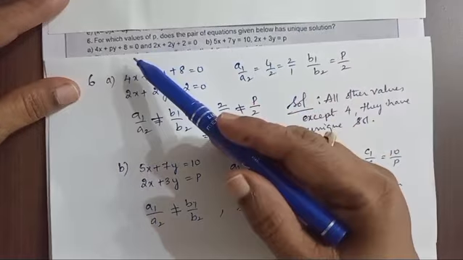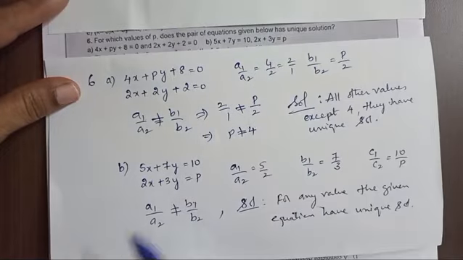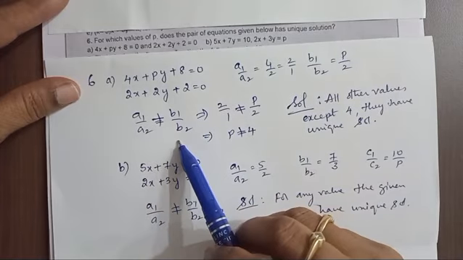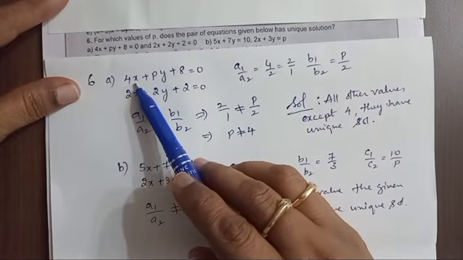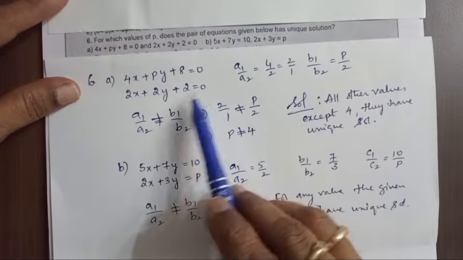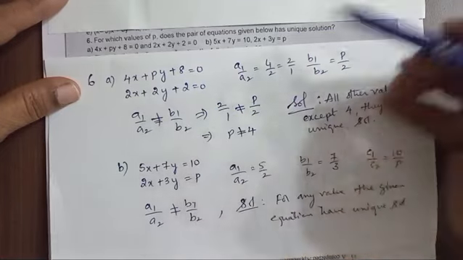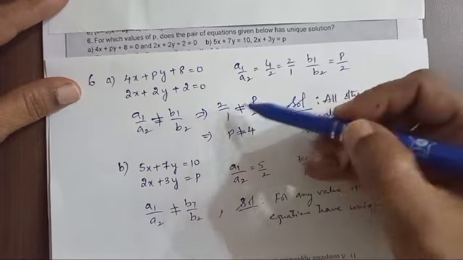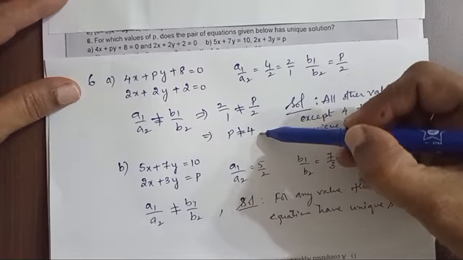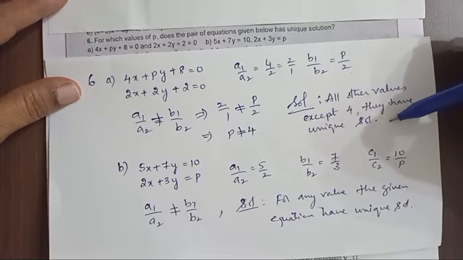Sixth question. For which values of p does the pair of equations given below have a unique solution? For unique solution, the condition should be a1 by a2 is not equal to b1 by b2. A. 4x plus py plus 8 is equal to 0. 2x plus 2y plus 2 is equal to 0. The ratio a1 by a2 is equal to 4 by 2, which is equal to 2 by 1. b1 by b2 is equal to p by 2. Hence, 2 by 1 is not equal to p by 2. p is not equal to 4. The solution is all the other values except 4, they have a unique solution.